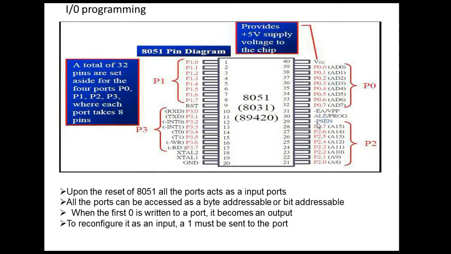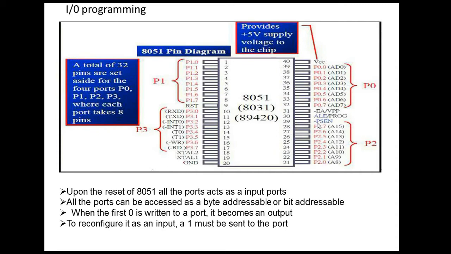Next are the IO ports present in the 8051. There are 4 ports in the 8051: P0, P1, P2, P3. Among the 4 ports, P0, P2 and P3 are used for multipurpose and P1 is used exclusively for input-output purposes. Here we need to know a few things about the IO ports of this 8051.